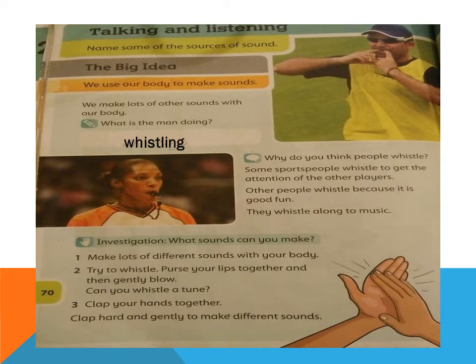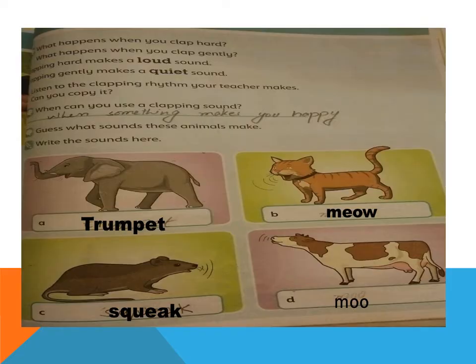Now class, let's move towards our next page of the textbook. That is page number 71. Okay, class, open page number 71 of your science textbook and write date and day on that page. Write classwork, date and day on that page. Okay, class, let's see what we have on this page. Let's start from the very top.